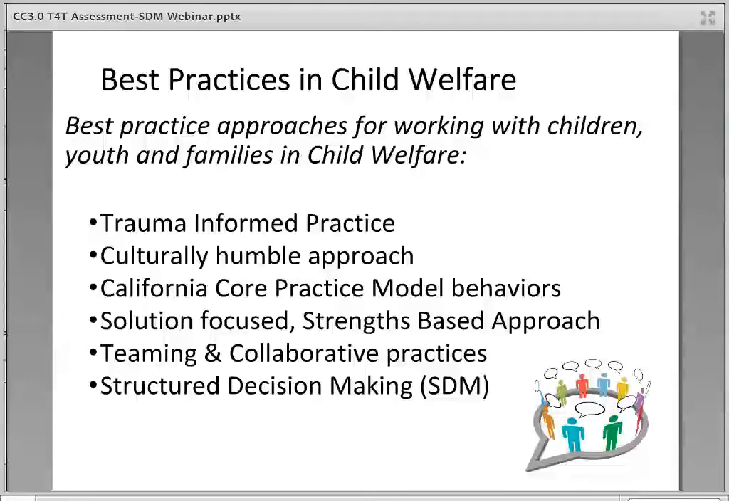Let's review some best practices in child welfare. These best practice approaches have been found to be vital to engaging with families in a respectful and ethical way and are integrated throughout CORE classes. Instructors should have a strong foundational knowledge of these best practices in child welfare in order to support social workers in the classroom so they have the tools they need for success in the field. These best practices will be further defined later on in this webinar.